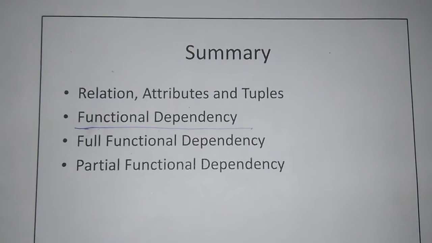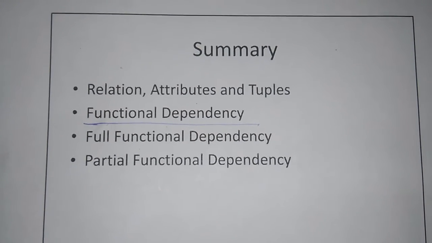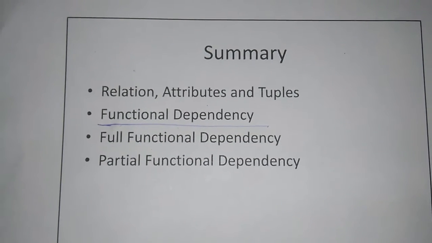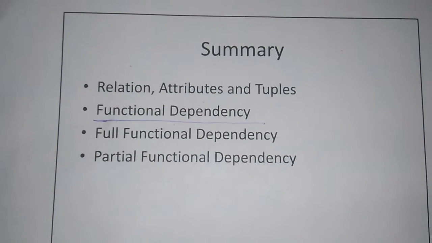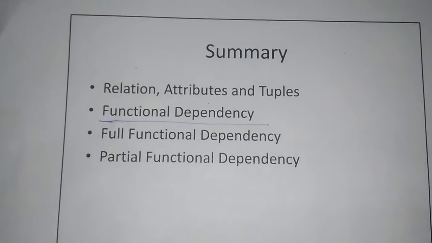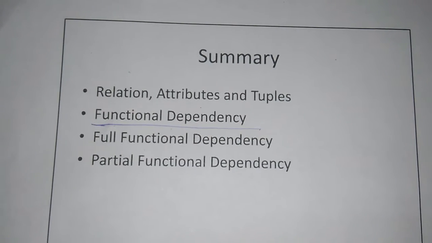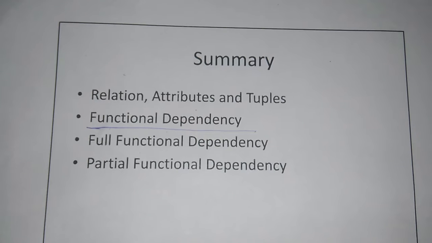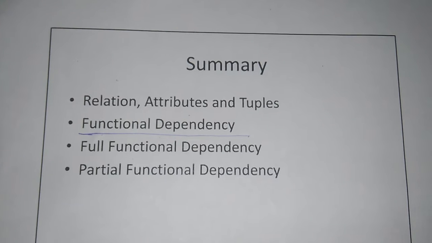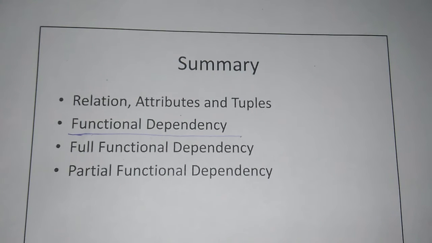Let's recap what we have learned today. We have discussed some terminologies used frequently in DBMS: relation, attributes and tuples. As you know, a relation is a table or a relationship between tables in a relational database. Attributes are the fields in a table, whereas a tuple is a record or row in a database table. Then we discussed functional dependency. Here, a set of non-key attributes is dependent on a set of key attributes.